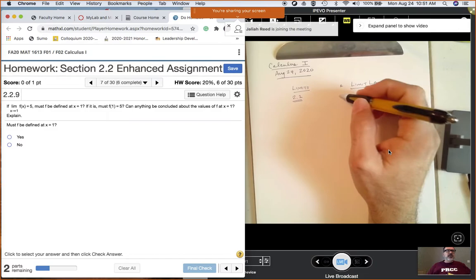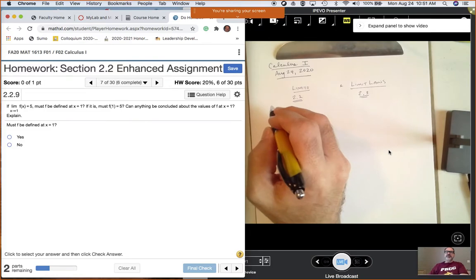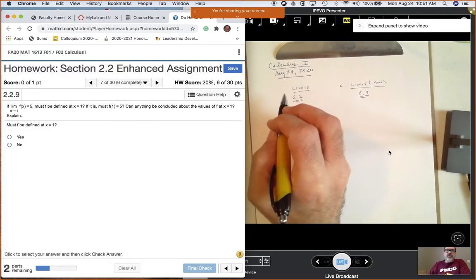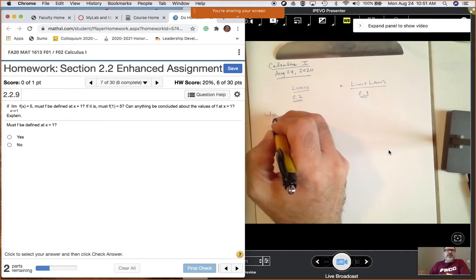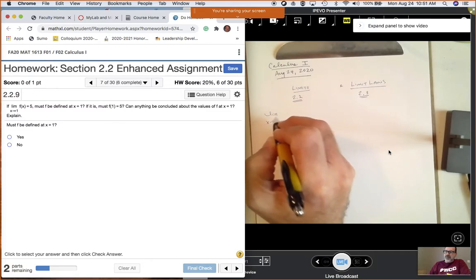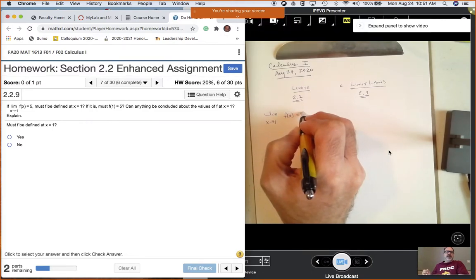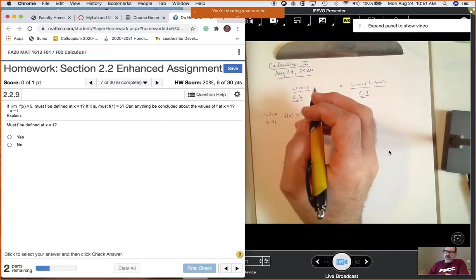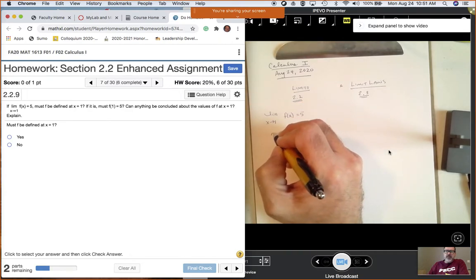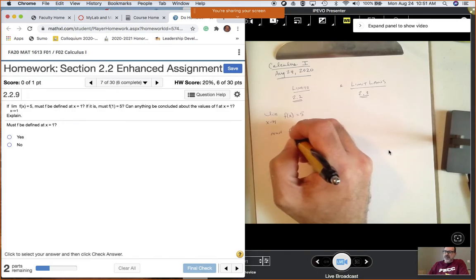Okay, so with the limits, algebraically, we can often just plug in the x value to find the limit. So in the one here I'm looking at, the limit as x approaches 1 of the function is equal to 5. They're asking if that limit exists, must f of 1 equal 5?